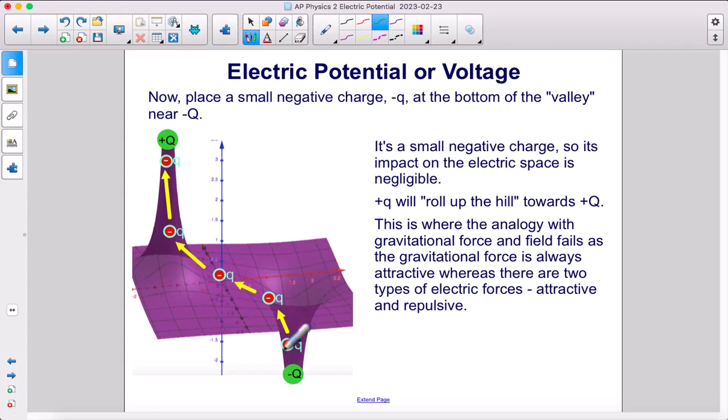This charge will roll up the hill towards plus Q. This is where the analogy with gravitational force and field fails, as the gravitational force is always attractive, whereas there are two types of electric forces, attractive and repulsive. So yes, you do have to imagine the negative charge rolling uphill, away from this negative charge and towards that positive charge.